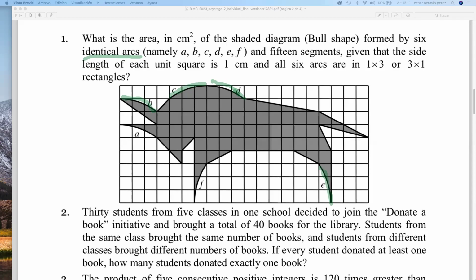4, 5, and 6. Okay, so we can move this to this place, and we are not going to count this because it's easier if we find the area of this triangle.